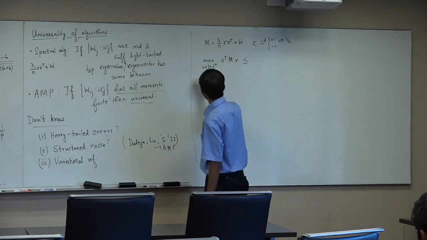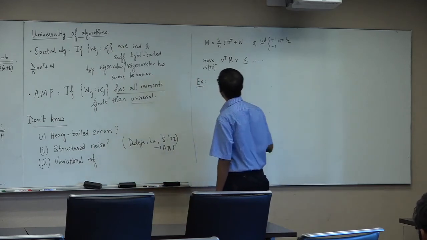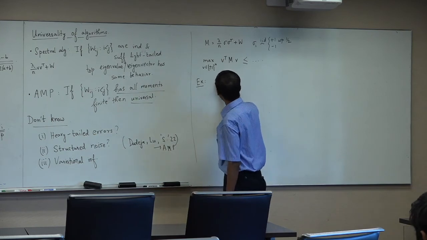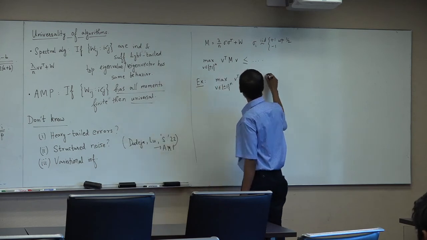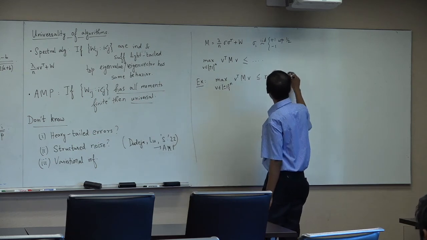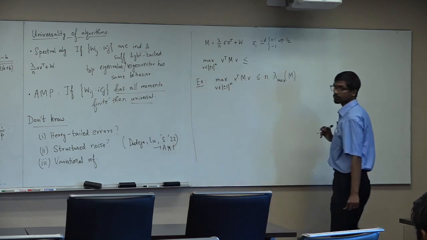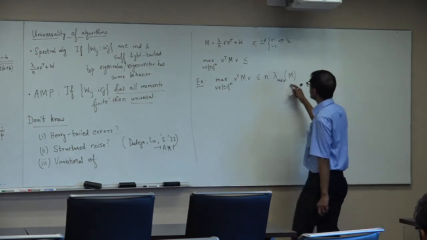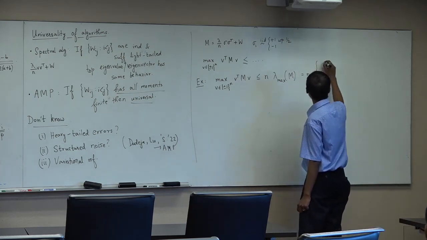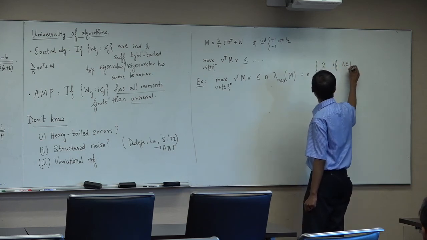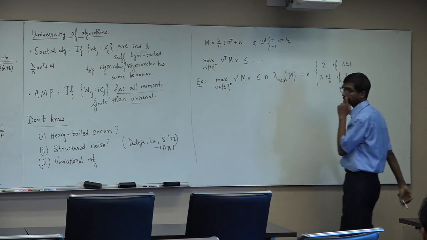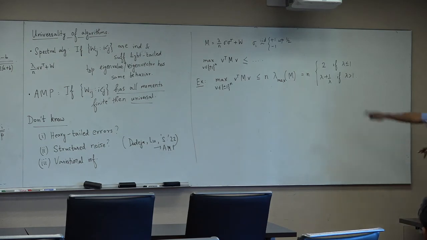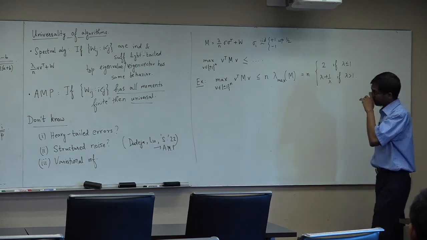So to give an example of a certificate, I could always upper bound this maximum by n times lambda max of M. This is always true. And I know the behavior of lambda max, so this is n times 2 if lambda is less than 1, and n times lambda plus 1 over lambda if lambda is bigger than 1. So this is a certificate, and I want to do better.